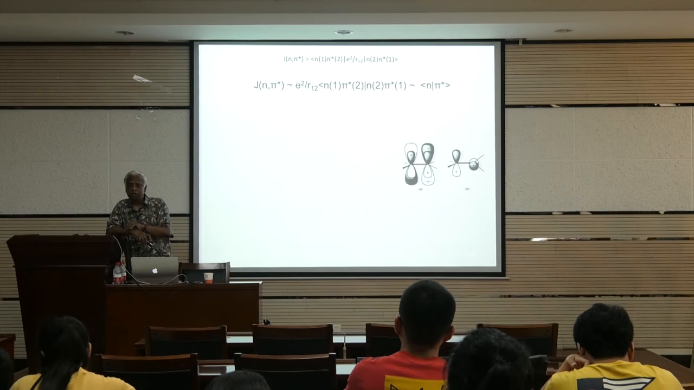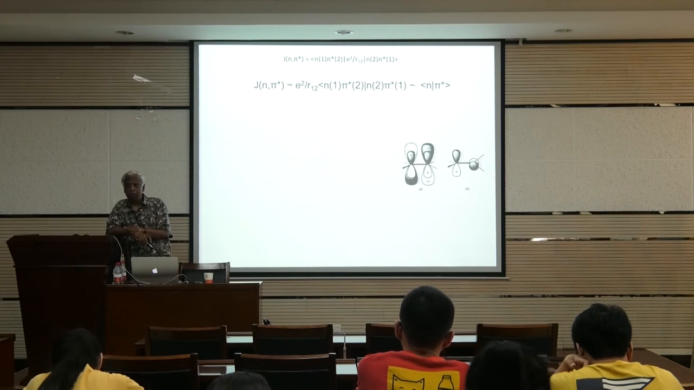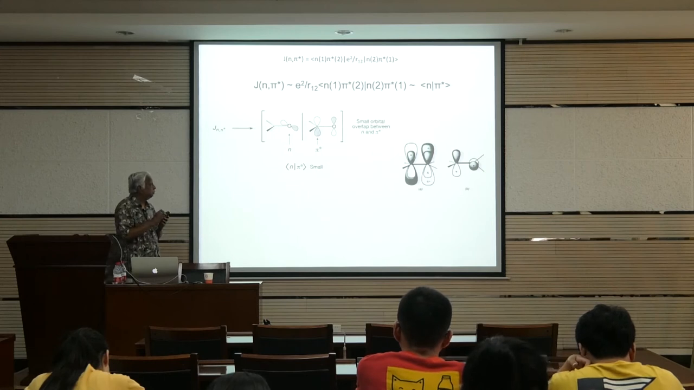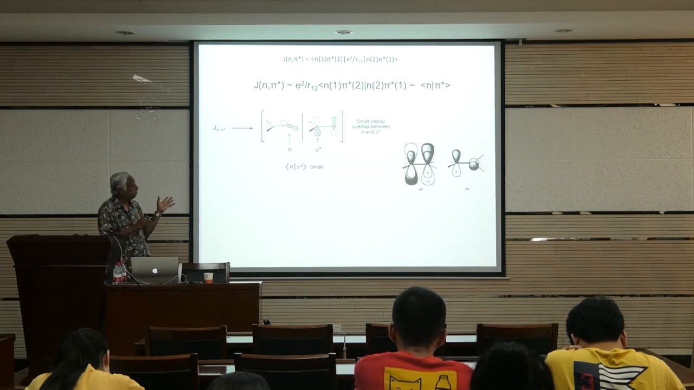You can see pi, pi star, and then n and pi star, they are perpendicular. These two orbitals don't overlap. So if the electrons are in two different orbitals which don't overlap, the singlet triplet gap will be small. If the two electrons are in two different orbitals where there is a larger overlap, the singlet triplet gap will be large. Okay? So directly, the singlet triplet energy gap depends upon the overlap between the two orbitals at the end of it.